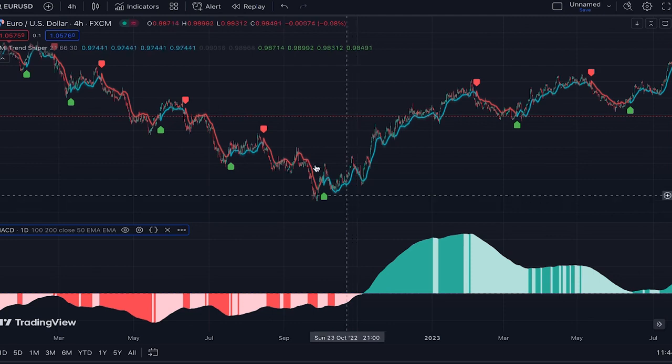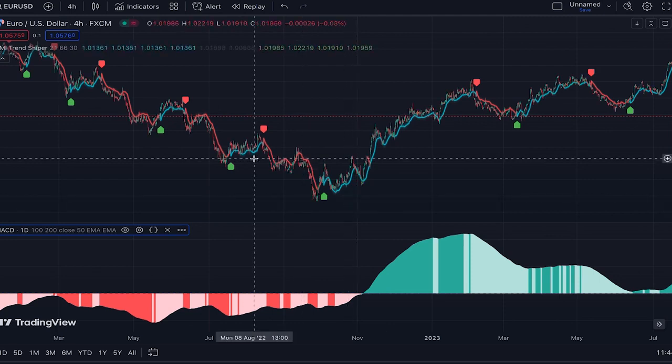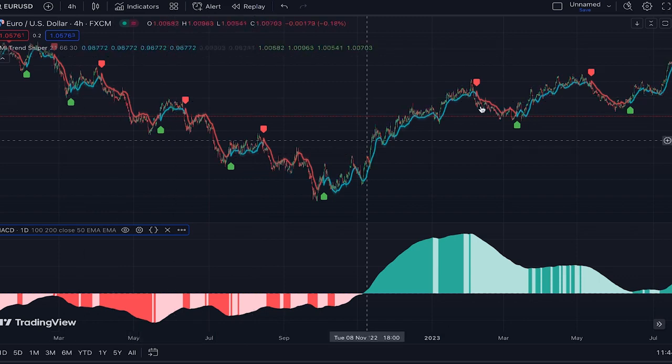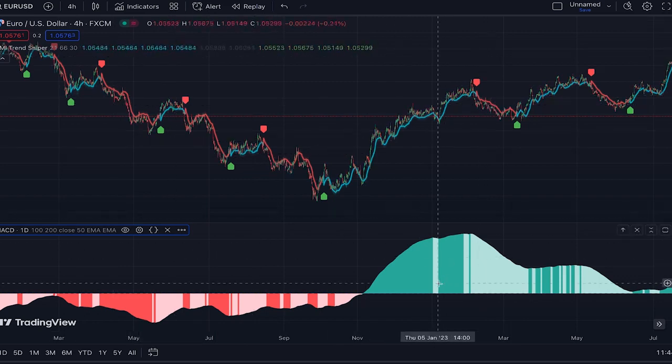But as I said, trend following strategy is the lowest risk trading strategy, so if you want to use these buy sell signals, it should be like this in conjunction with the overall trend on higher time frame, so you can be sure that you're entering in the direction of the overall trend.